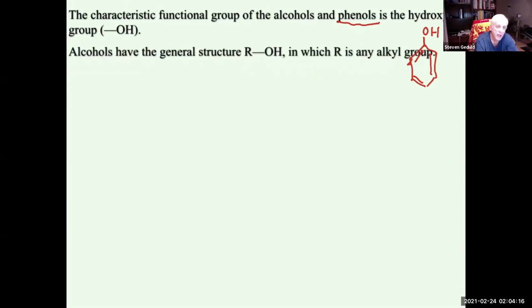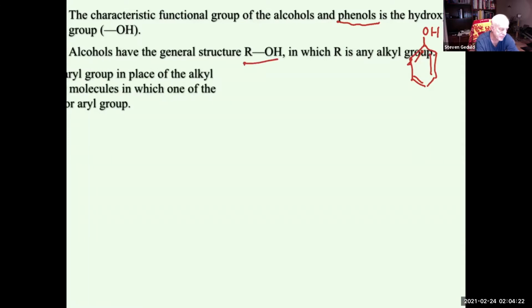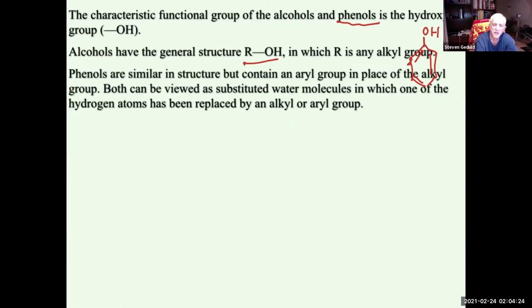Alcohol is a general structure ROH, in which R is any alkyl group. Phenols are similar in structure, containing an aryl group in place of the alkyl group, which means it's a conjugated bonding system. It's an aromatic compound. So instead of an alkyl group, it's an aryl group. Both can be viewed as substituted water molecules in which one of the hydrogen atoms has been replaced by an alkyl or an aryl group.